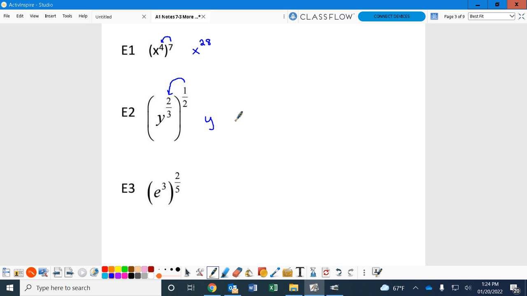You're going to multiply 2 fraction button 3 times 1 fraction button 2. 1/3. Perfect. Y to the 1/3. The next one, again, use your calculator. You're going to be multiplying a whole number and a fraction. You're going to multiply 3 times 2 fraction button 5 equals. Now, my guess is you're going to need to do the second fraction button. It's probably an improper fraction. What's it give you? 6/5. 6/5. There you go.